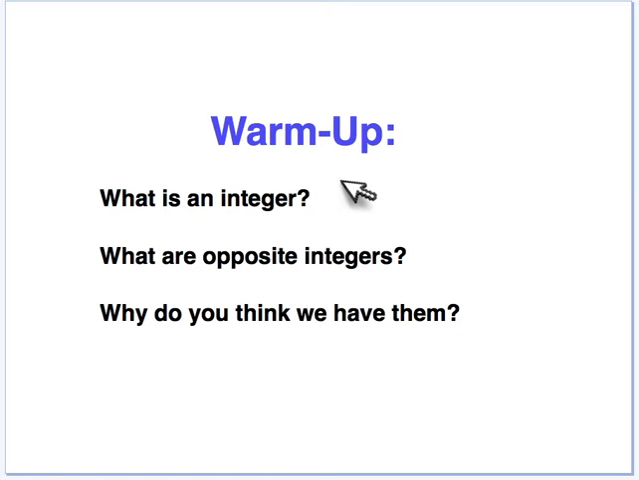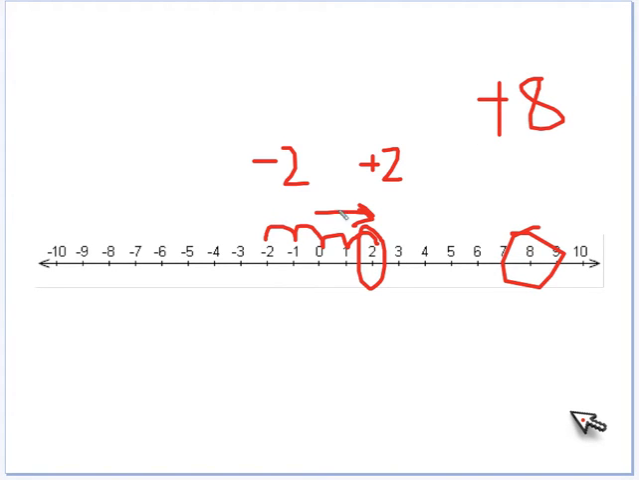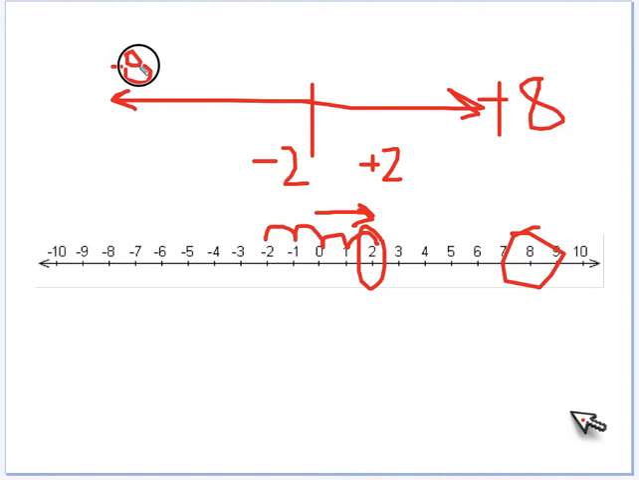And if we go back here for a second, the second question is, what are opposite integers? So positive 2 is 2 bumps to the right of the 0. The opposite of positive 2, or opposite integer, is just 2 bumps to the left of 0. So negative 2 and positive 2 are opposite integers. So you try it yourself. You've got positive 8 way over here, and it's 8 bumps to the right of 0. So the opposite integer to this would be negative 8 because it's 8 bumps to the left.